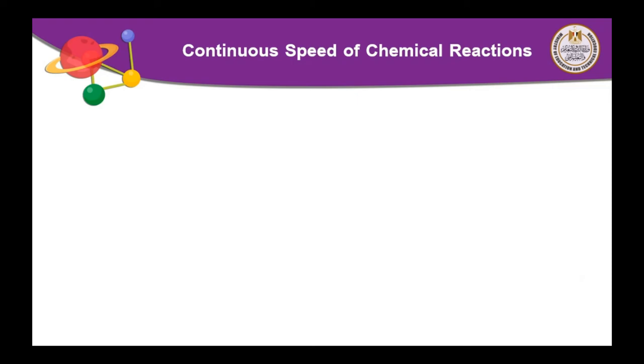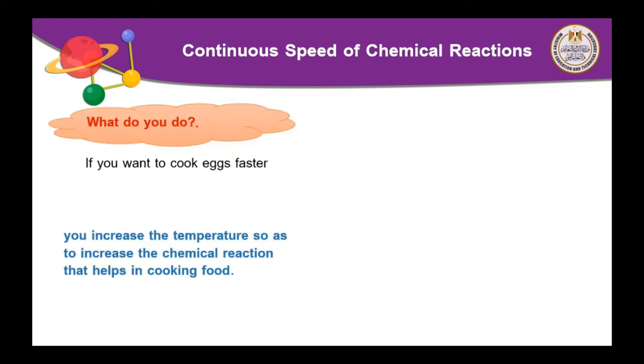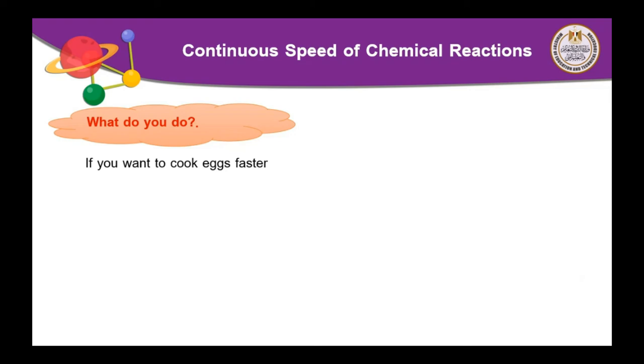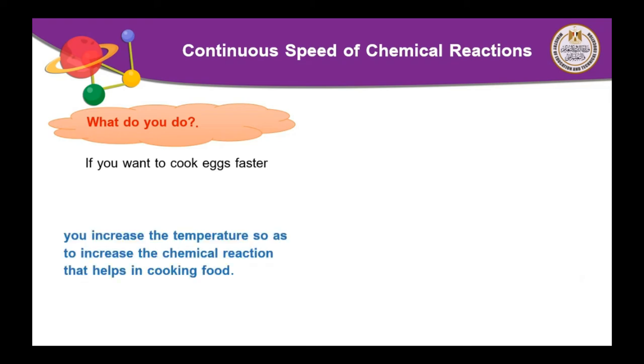You have three factors until now: nature of reactant, concentration of reactant, temperature. You have one question in front of you. What do you do if you wanted to cook eggs faster? Yes, I will increase the temperature. You increase the temperature so as increase in the chemical reaction that helps in cooking food.